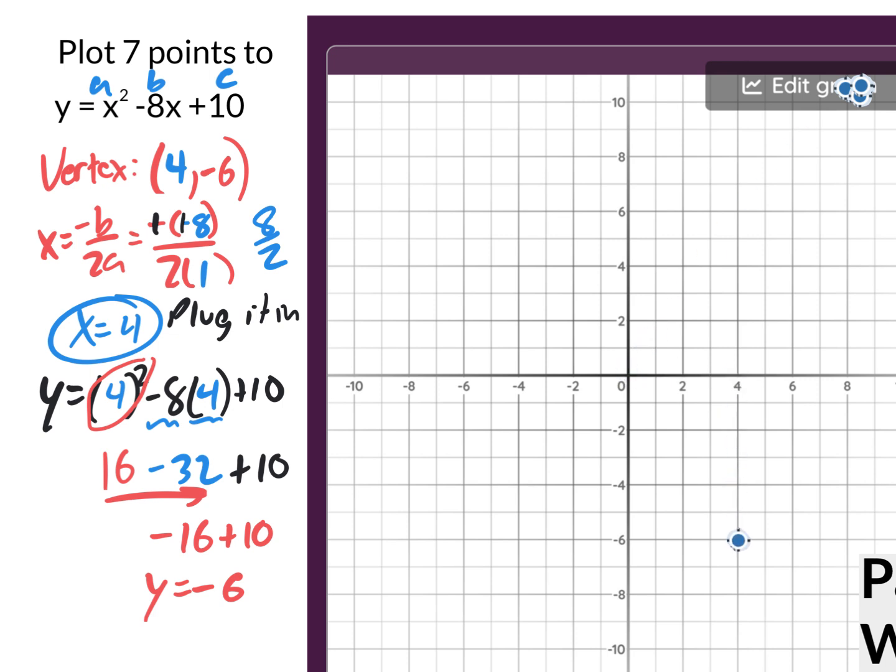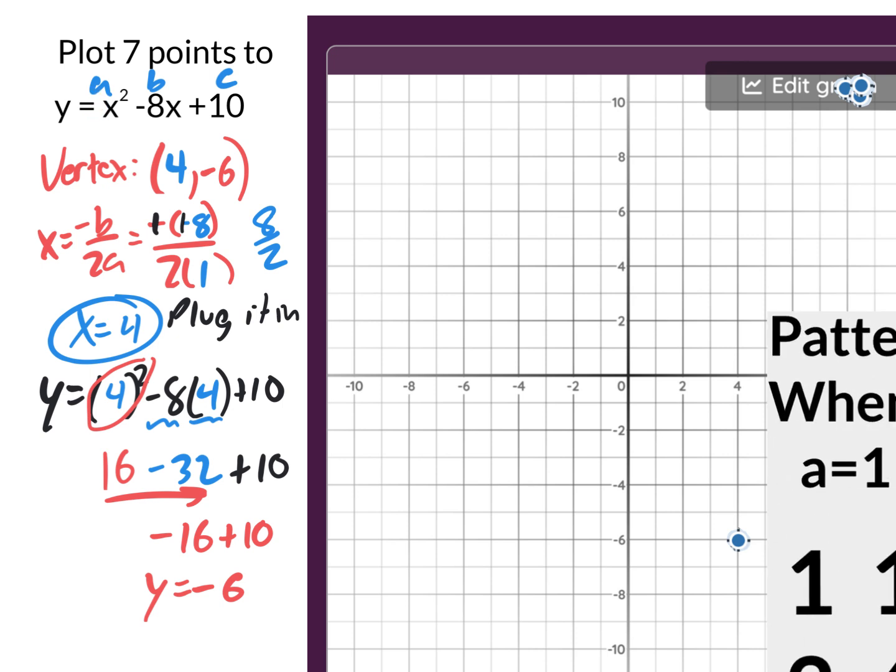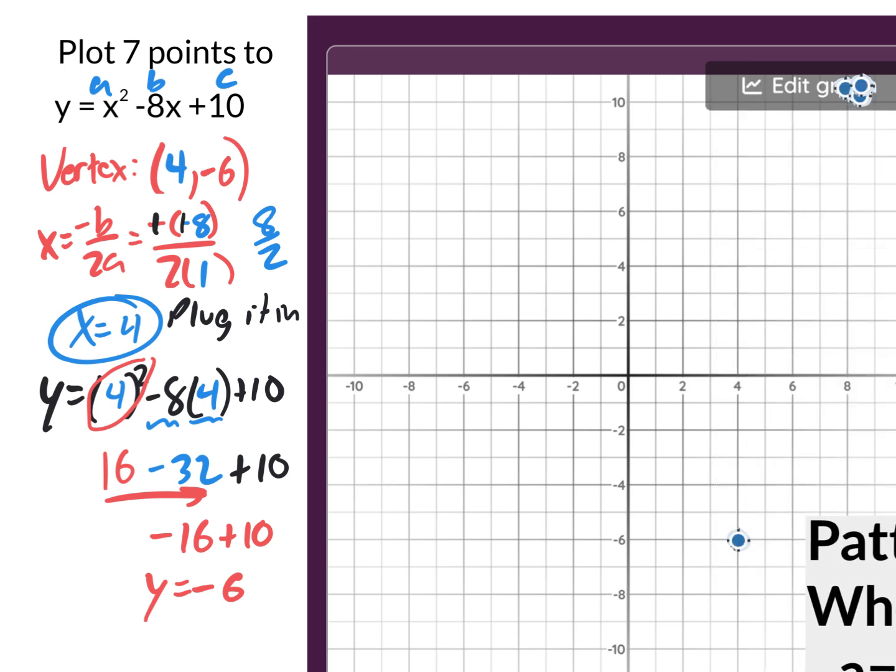Now this parabola is opening up because the a value is positive. Not only that, it's the a value of 1, which implies that we could use the pattern 1, 1, 2, 4, 3, 9 from the vertex. So you're simply going to take the next point and go 1 over, 1 up, and then take the next point, go 2 over, 1, 2, 3, 4 up, and then take the next point and go 3 over and 9 up, 4, 5, 6, 7, 8, 9.